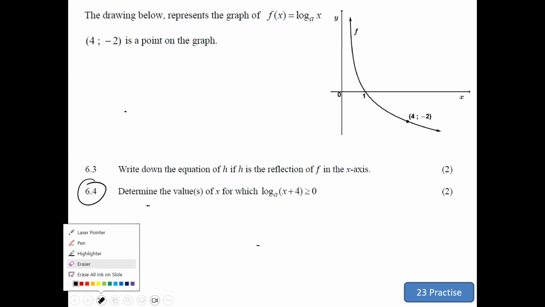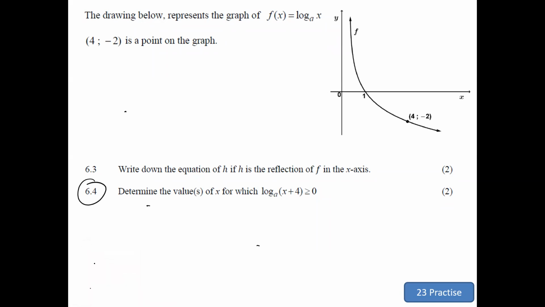Sorry, young man, tell me your answer here again. So I calculated x to be minus 3, but I'm not exactly sure how to calculate it.